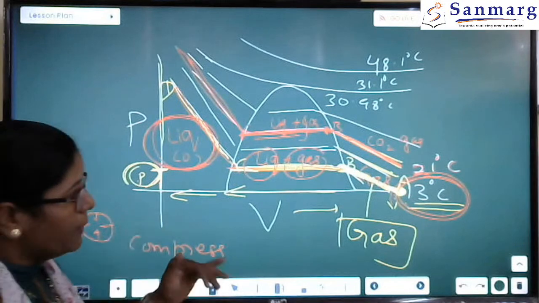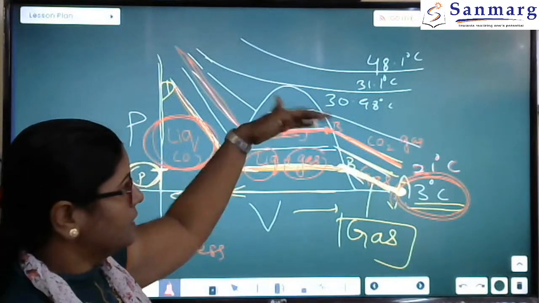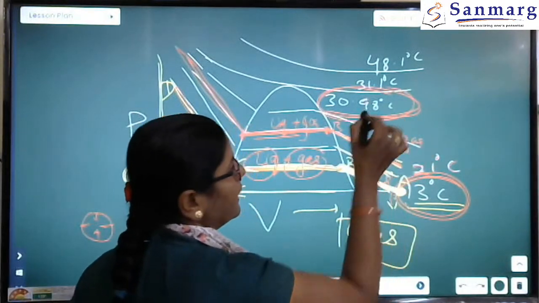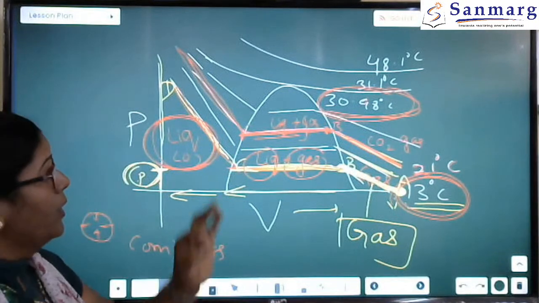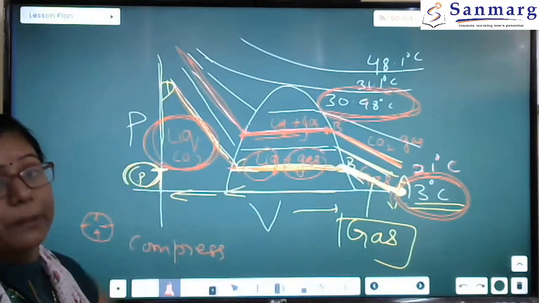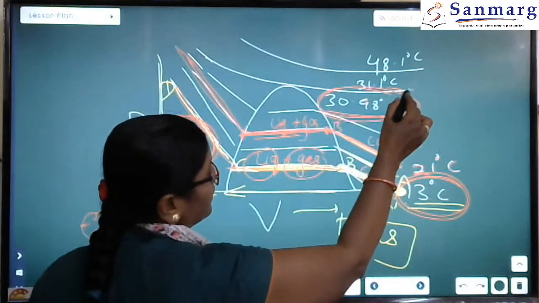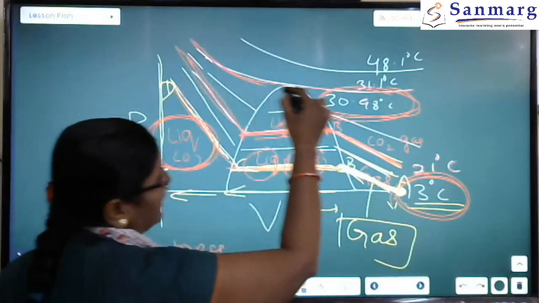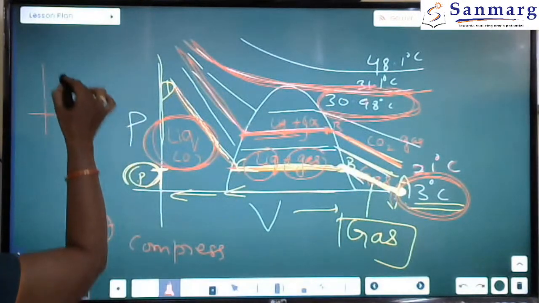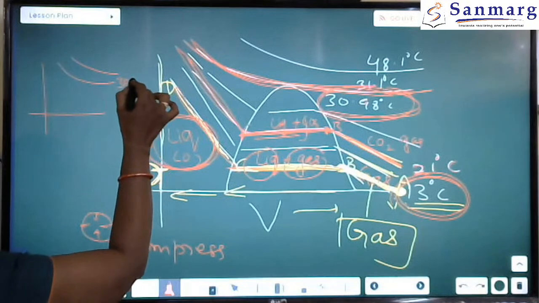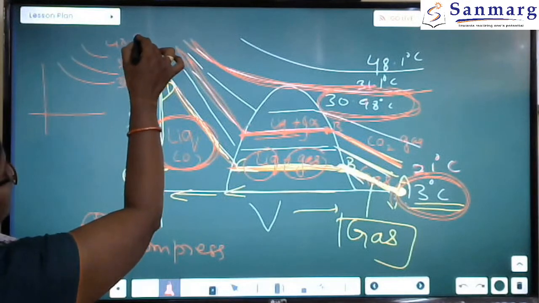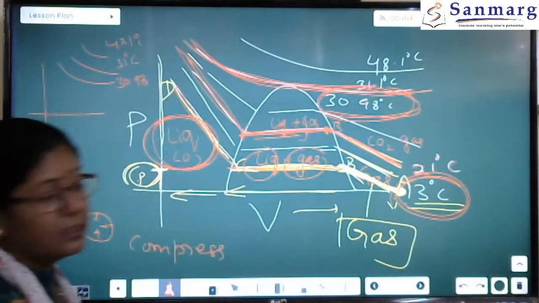Okay, even at other temperatures you get the same thing, in the same way. Up to 30 degrees Celsius, even at 30.98 degrees Celsius the same happens. But at 30.98 degrees Celsius, you can see all of it exists as gas only. So you get a curve like this at 31 degrees Celsius, 30.98, 31 degrees Celsius, 48.91 degrees Celsius. Together you get a curve like this.